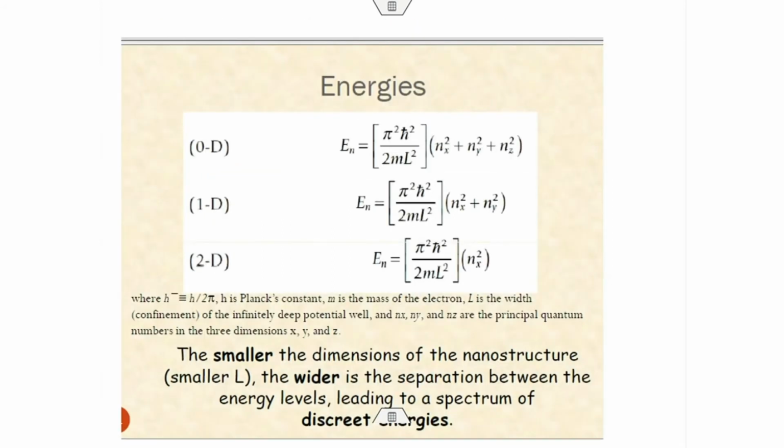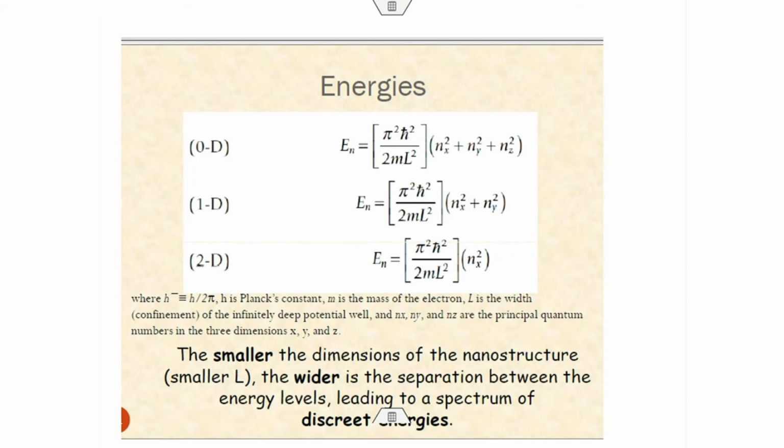Well, so we can do the same mathematics for 2D and 3D, right? So in 2D it will be nx square plus ny square, and in 3D it will be nx square plus ny square plus nz square, correct? Am I clear? Remember here, m is the mass of the electron, okay? It is not the rest mass, it is the relativistically corrected mass. L is the length or width of the confinement of the infinitely deep potential well. Nx, Ny, and Nz are the principal quantum numbers in the x, y, z directions respectively.